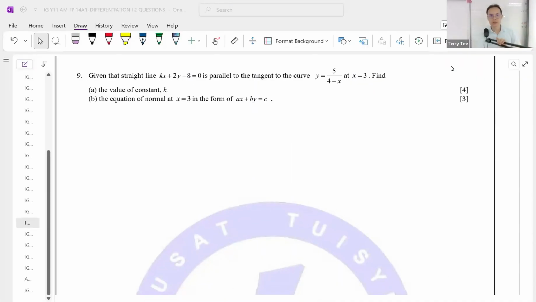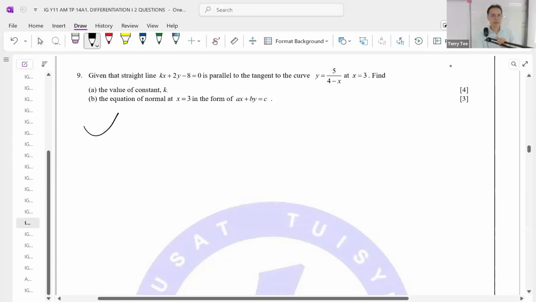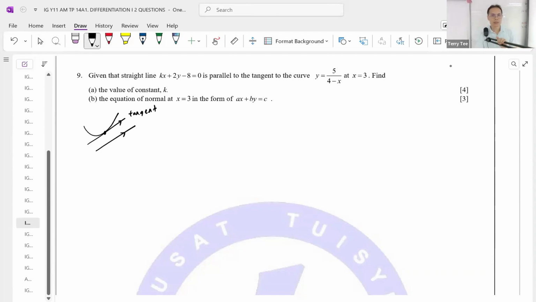This line is parallel to the tangent. Find the value of the constant k. For me, I do a sketch. Let's say this is a curve, and this line is a tangent. When they say the line is parallel to the tangent, it looks like this. The line is kx plus 2y minus 8 equals 0. We rearrange it into y equals mx plus c to find the gradient. My y is -k/2 x plus 4. My gradient of the tangent is -k/2 because the tangent is parallel to this line.